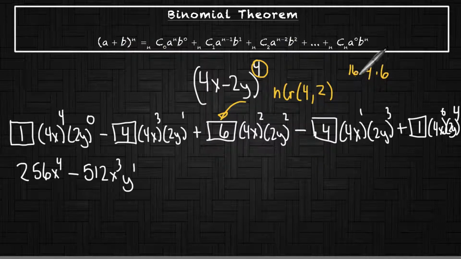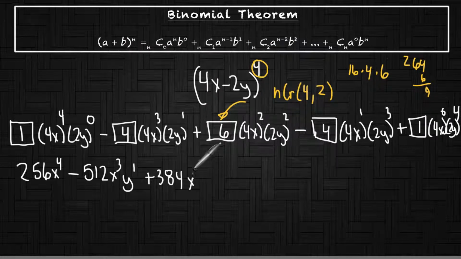So you have a calculator, but 16 times 4 is 64 times 6, and I believe that's 384, but let's check that. That's 24, 36, so 384. All right, so that's going to end up giving you 384 x squared y squared. And then we'll do the next one.